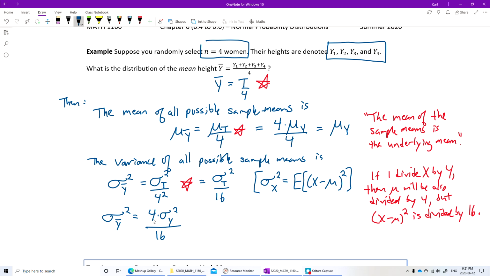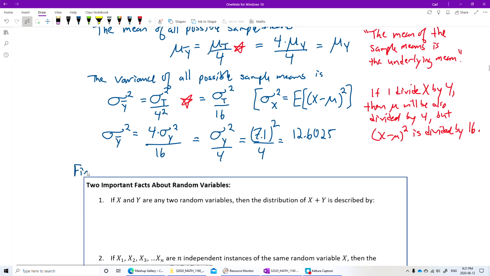So now what happens here? I can cancel out the 16 and the 4. I just get 4. Okay, stick with it here. We're almost there. So last step, what is the variance for one woman? It was 7.1 squared divided by 4. Let's see. 12.6025, let's say.